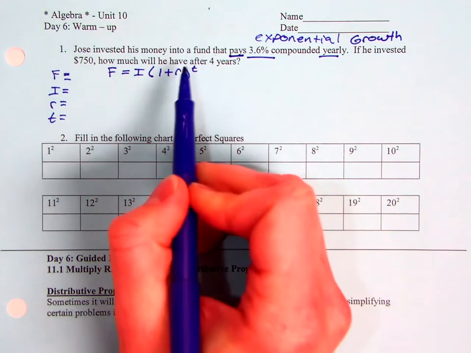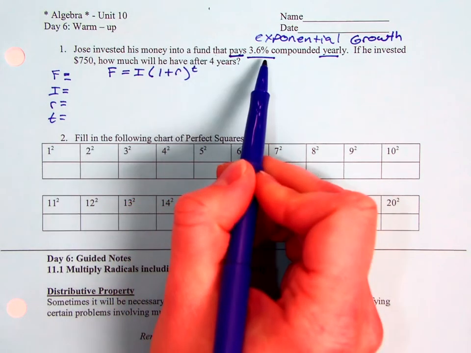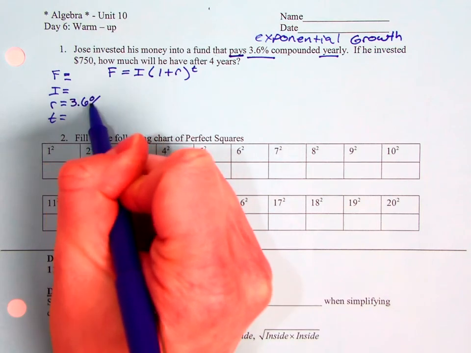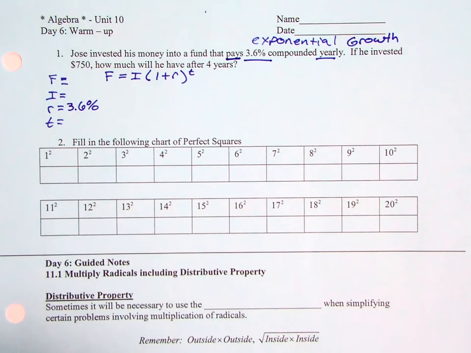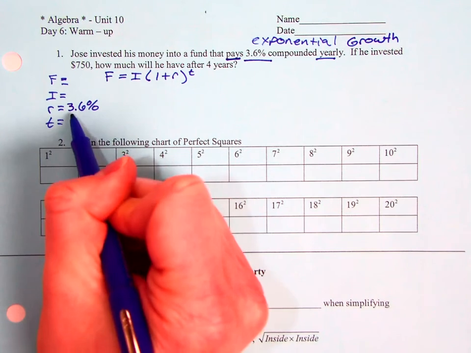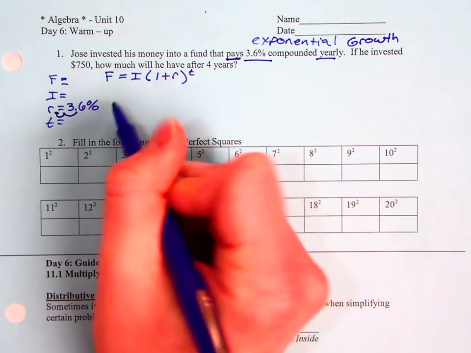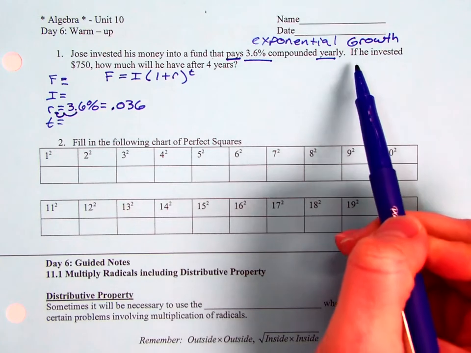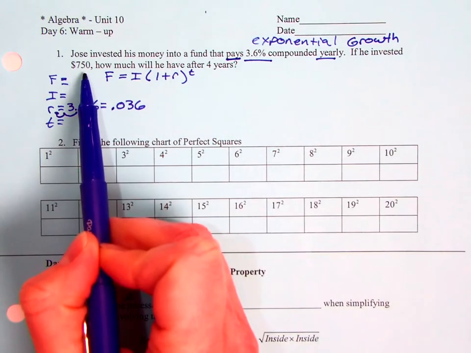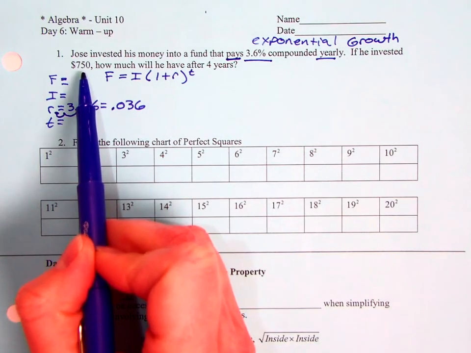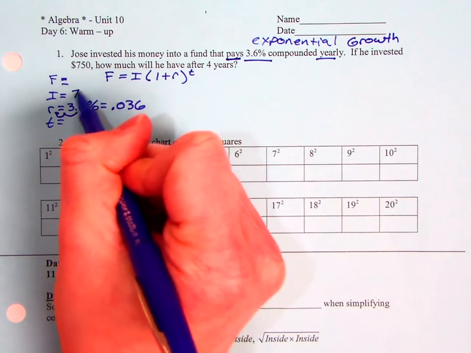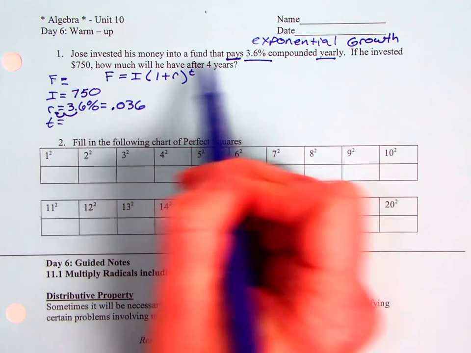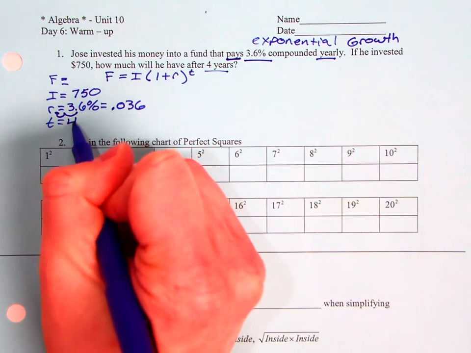So in this case, if he's investing money into an account that pays 3.6% interest, 3.6% is our rate. Now remember, we need to get rid of the percent sign, so we have to move the decimal over twice, which makes my rate 0.036. Then I read on and it says he invested $750. So since that's how much he had at the start, I, which stands for initial, is the start, so my I is 750. And it asks how much will he have after 4 years, so my time is 4.